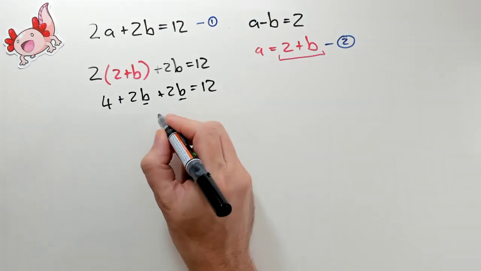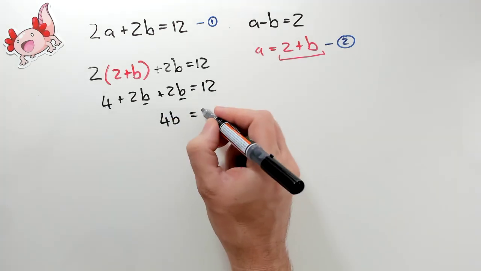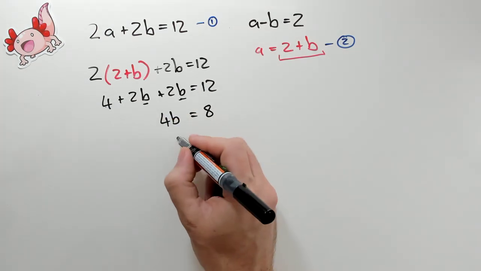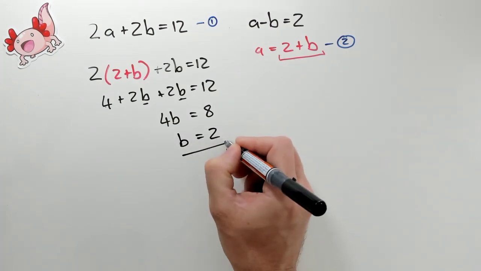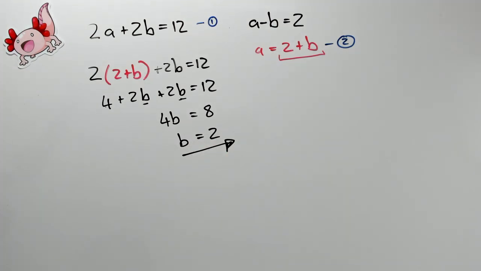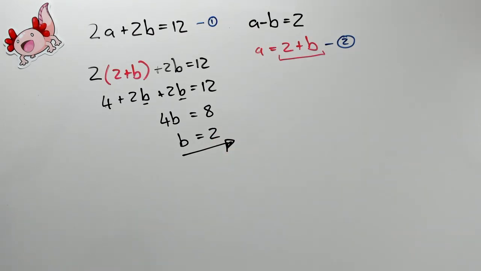So 2b plus 2b is 4b. We have 12. We're going to subtract 4 on both sides. And we're going to have 8 on this side. We're going to divide by 4 on both sides. And we're going to be left with b as 2. But that's not the end. I only have b now. I still need to find a.